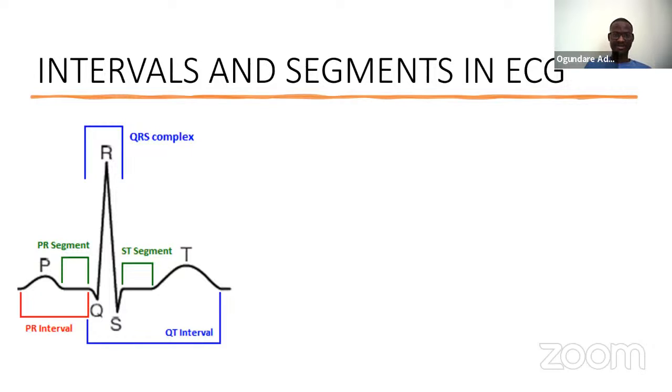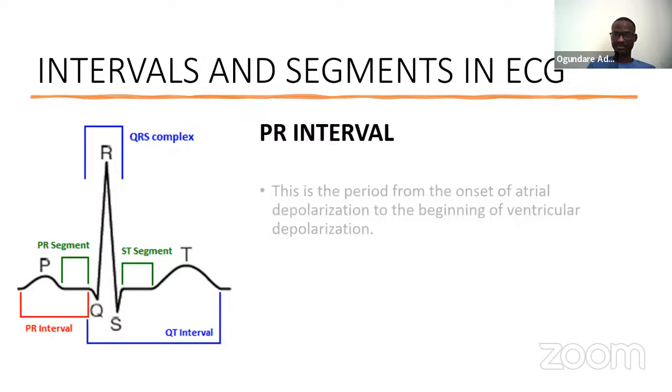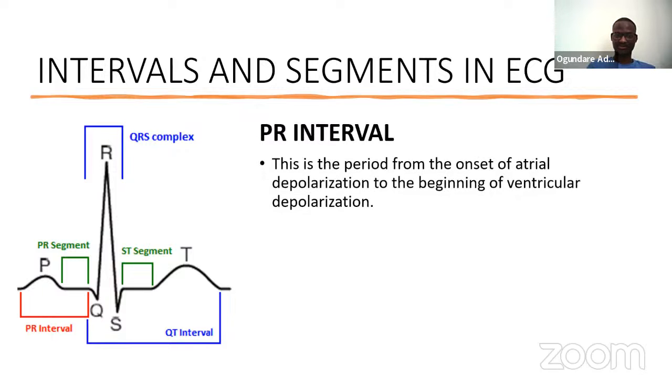So now to the intervals and the segments. Beyond the regular P, Q, R, S, T, and maybe U, there are a few more components, and that's where we have the intervals and the segments. The PR interval to start with: this is the period from the onset of atrial depolarization to the beginning of ventricular depolarization.